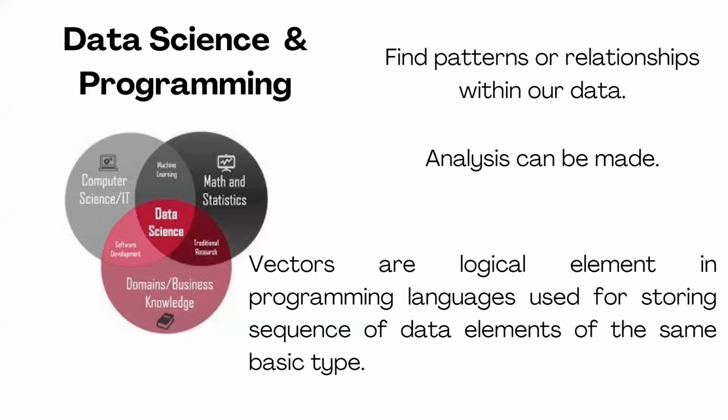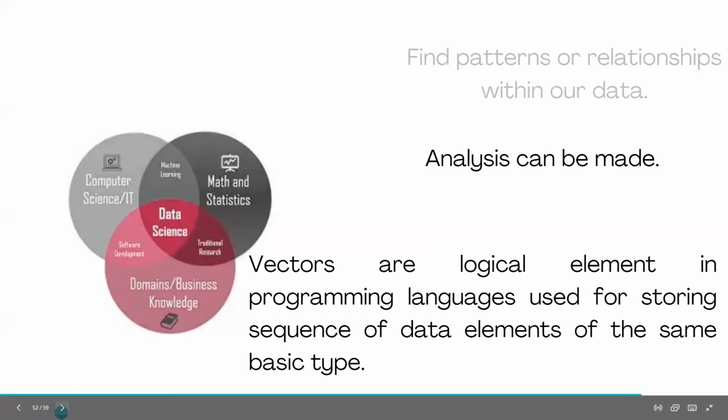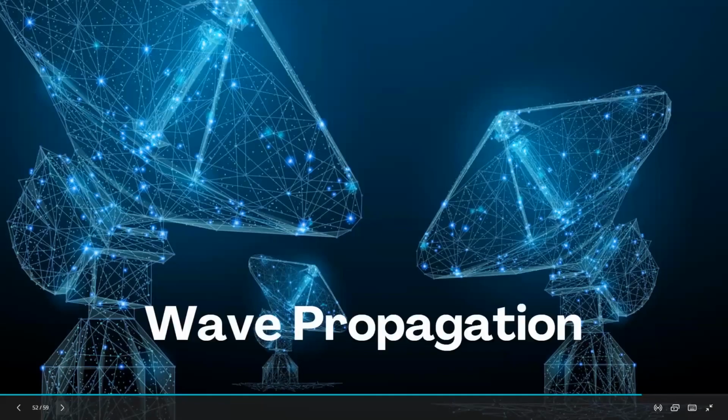So here all these data points or this raw data are being represented as vectors. In the case of data science and programming, we are not concentrating that much on the direction. So we can go for 1D or 2D and all those things. And in programming languages, these vectors are used for storing data elements, maybe of the same data type or maybe of different data types. So vectors are used in different fields in different ways.